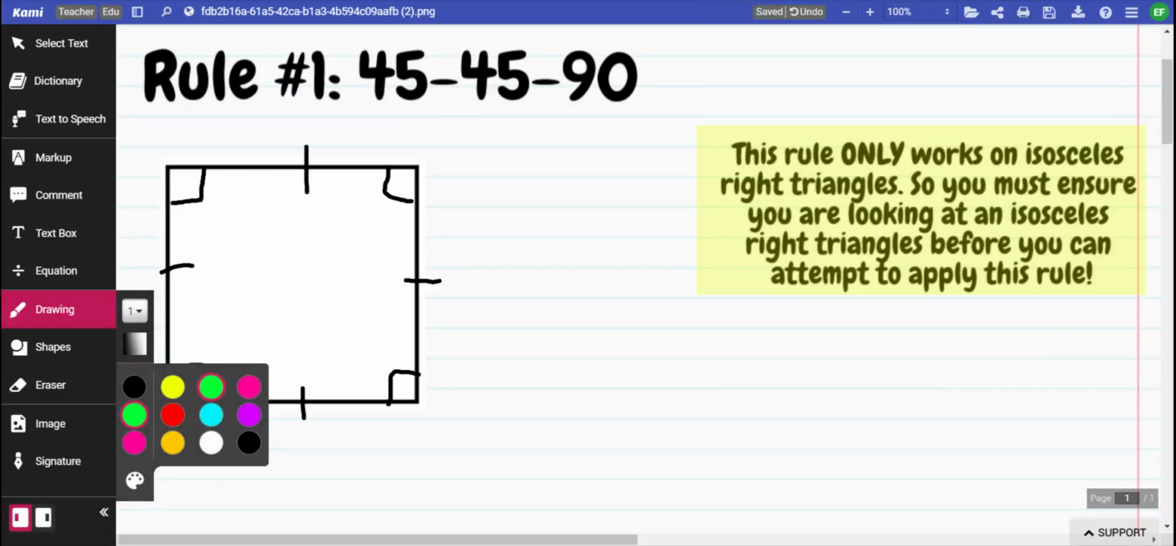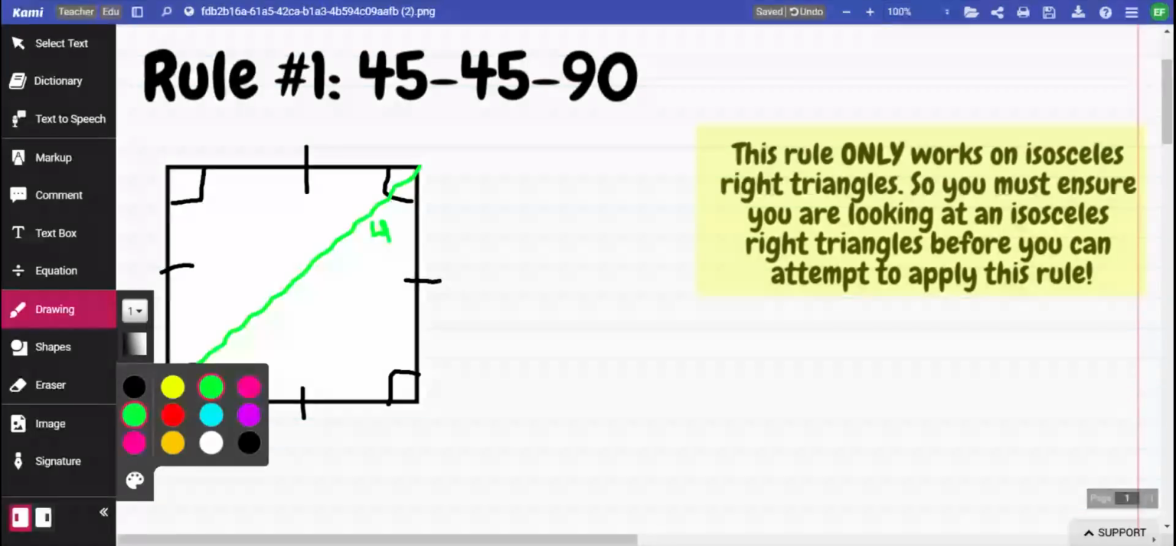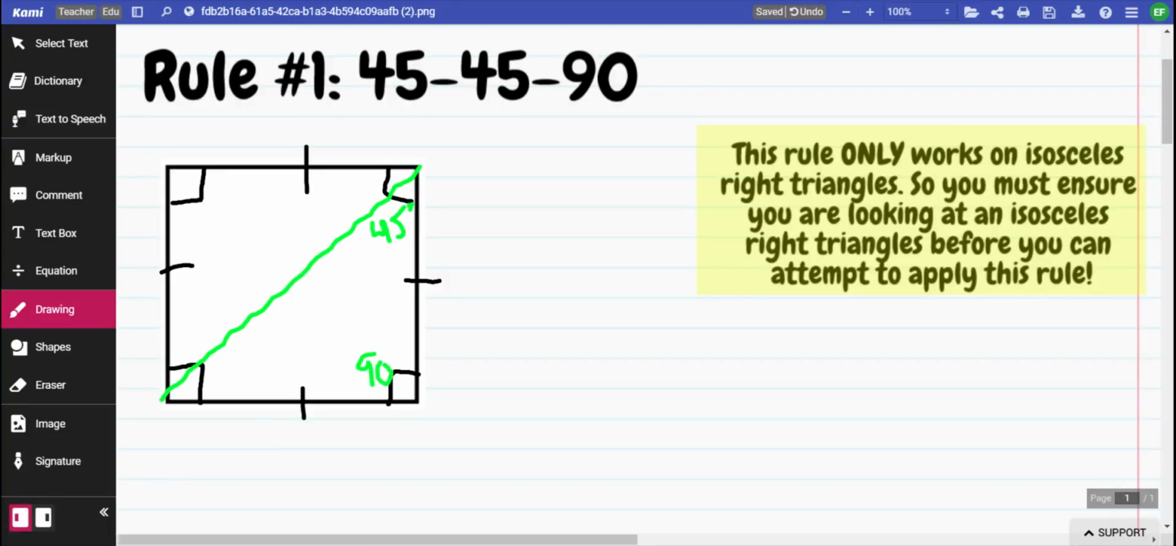From there, if we draw in a diagonal into our square, we know that then we'll have an isosceles right triangle, where we know that this will be a 45-degree angle. We have a 90-degree angle down here, 45-degree angle here. So again, 45, 45, 90 right triangle. This rule stems from the fact that those are definitely the angles of the triangle in question.